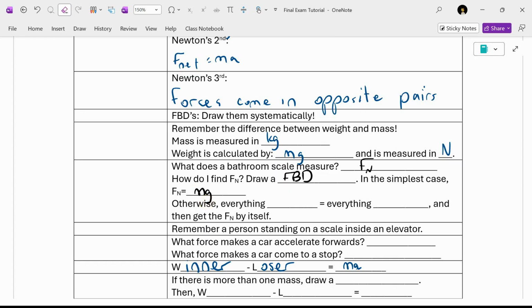But as soon as you had extra arrows pointing up or down, in Physics 12, we're almost always going to be on a ramp. Normal force is not mg. It's a component of gravity, but it's not all of gravity.